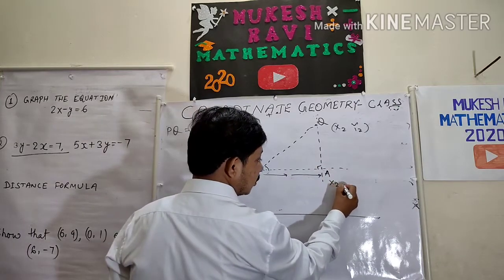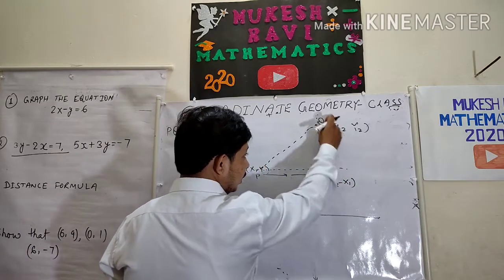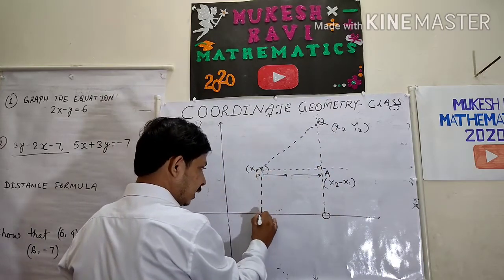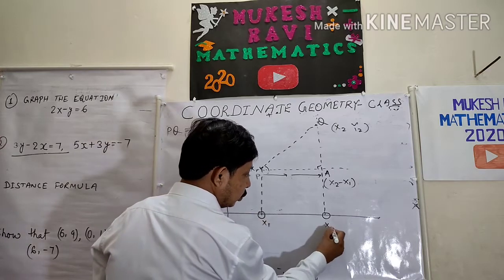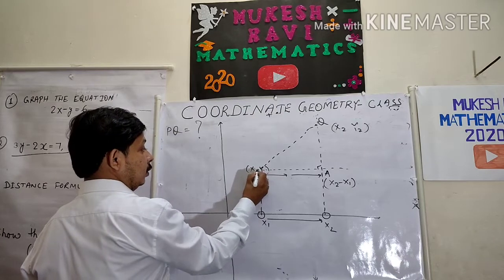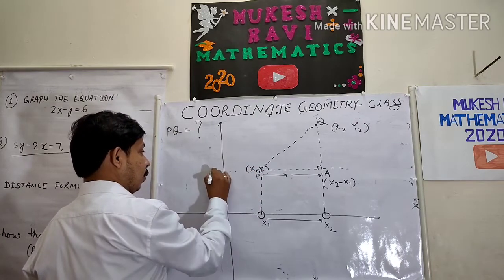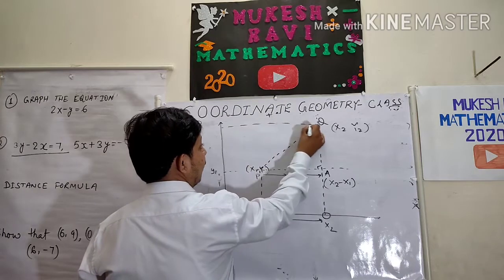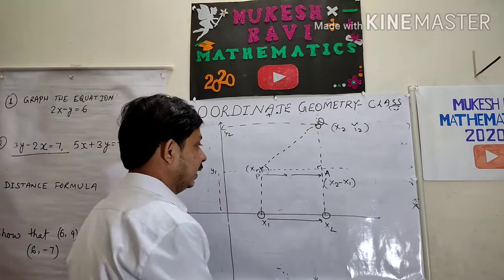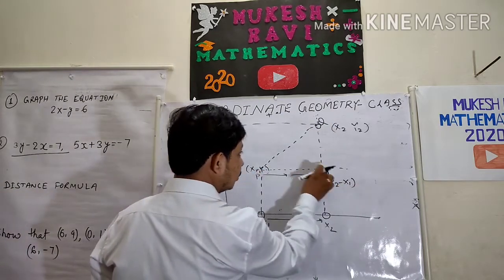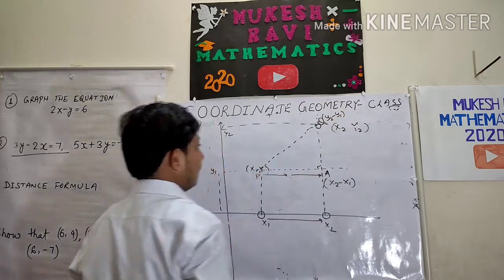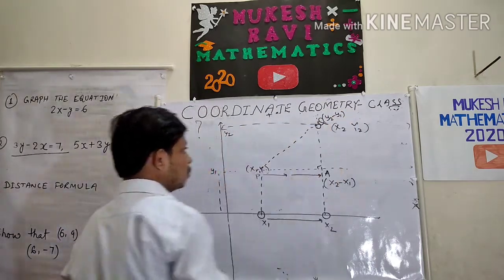So the final destination on the x-axis is x2 minus x1. The total distance on x is from initial x1 to x2, so the difference is x2 minus x1. Again, this is y1 and then this is y2. So this is x2 minus x1 from here to here, and from here to here this is y2 minus y1.